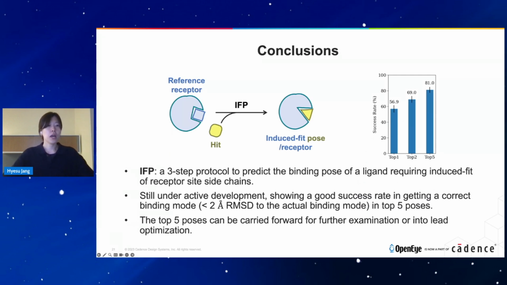So in conclusion, IFP is a 3-step protocol to predict the binding pose of a ligand which requires induced fit of receptor site side chains. While it's still under active development, the validation showed a good success rate in getting the correct binding mode in the top 5 poses. And the top 5 poses can be carried forward for further examination or into lead optimization.